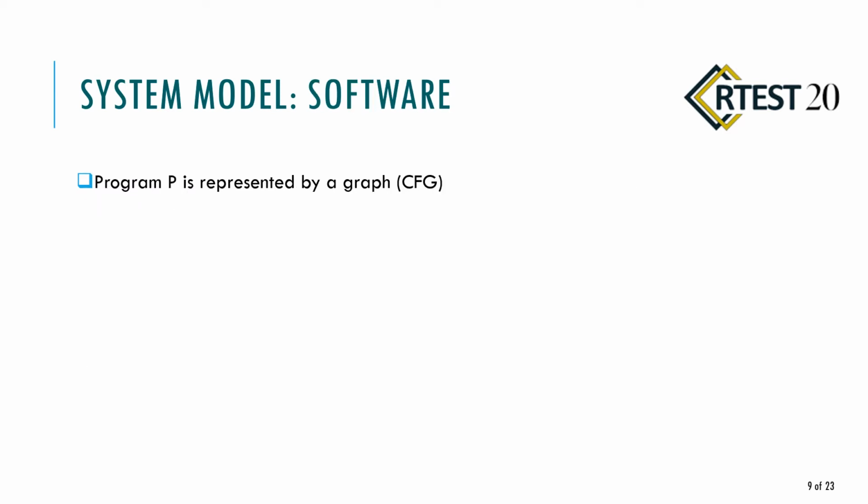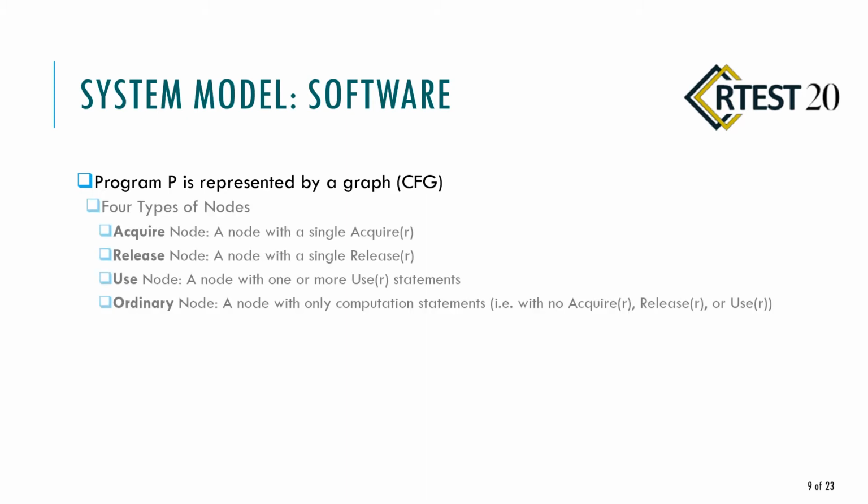In the software model, as we mentioned previously, the program P is represented by its CFG. In this research, we used a modified version of CFG with 4 types of nodes based on their statements. Acquire node, a node with a single acquire statement. Release node, a node with a single release statement. Use node, a node with one or more use statements, and also ordinary node, a node with only computation statements, to explain more, with no acquire, release, or use statements.